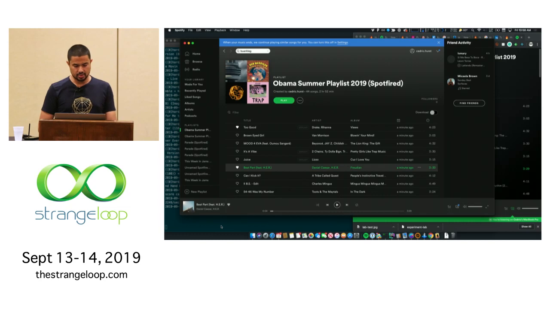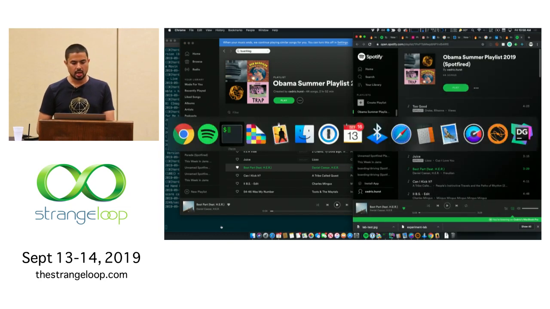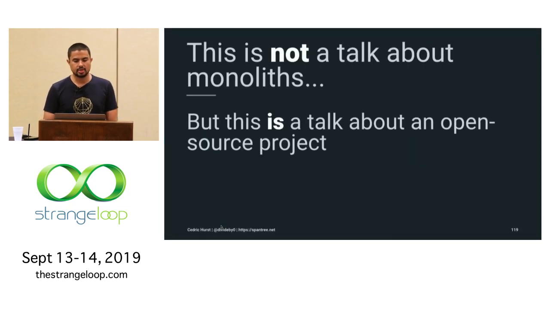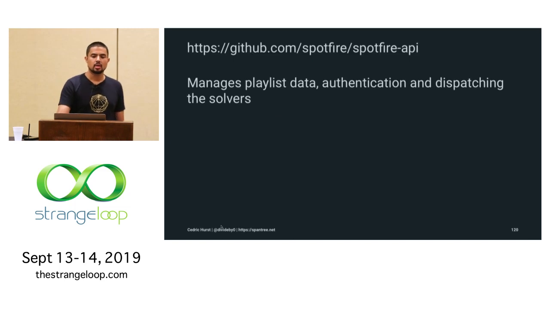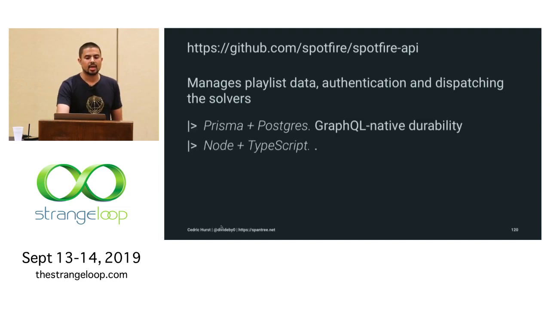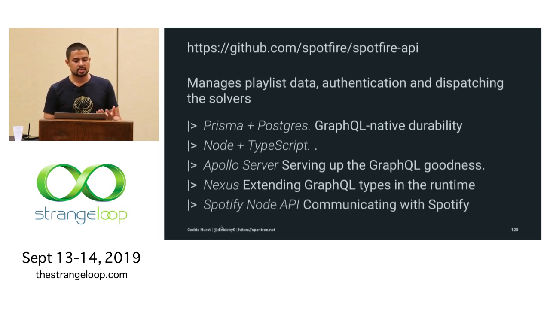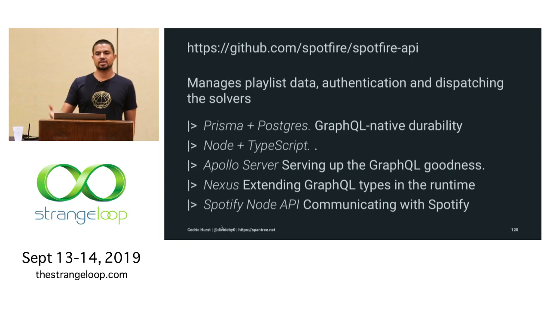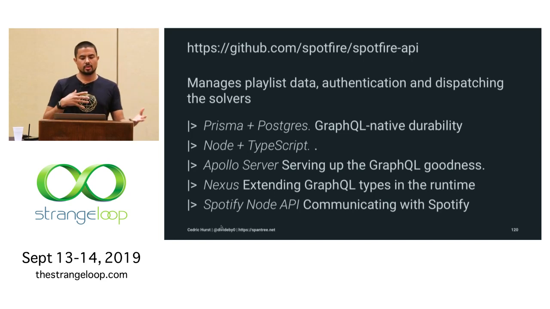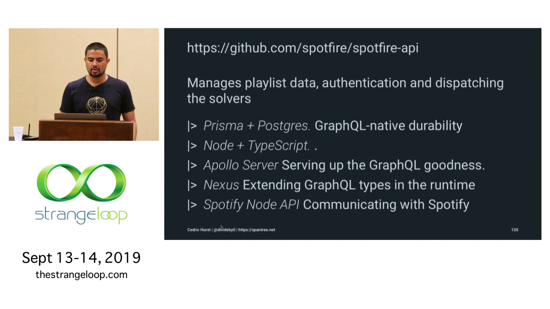And oh, by the way, I forgot to mention at the top of the talk, this whole project is open source. There are 3 projects on GitHub right now that were launched in parallel to this system. There's the API that uses Prisma and Postgres and Node and TypeScript, Apollo Server, Nexus, and the Spotify Node API, because I like a lot of technologies. That's doing all the heavy lifting of pulling in the data and managing the flow of data from the user experience to the solver.